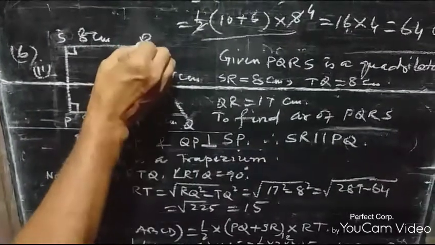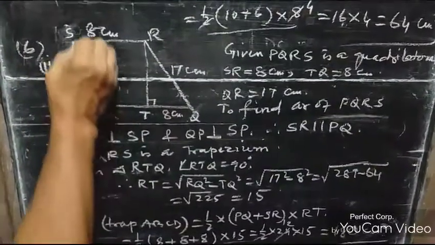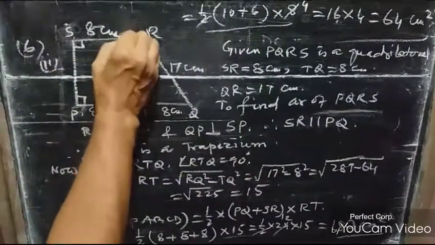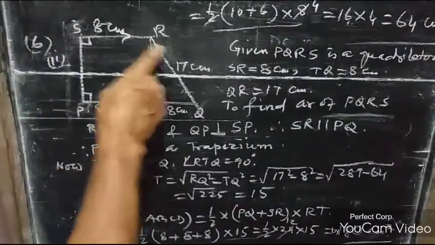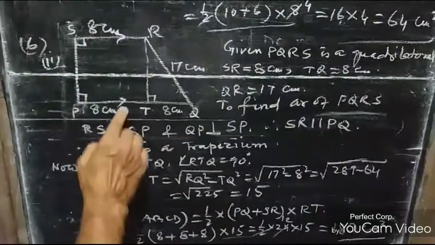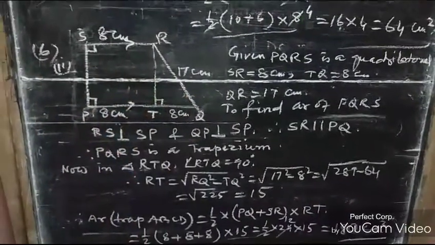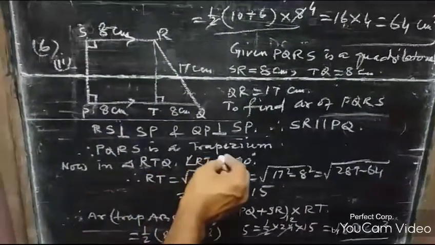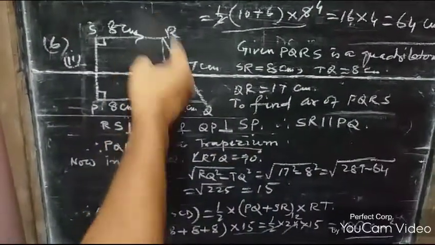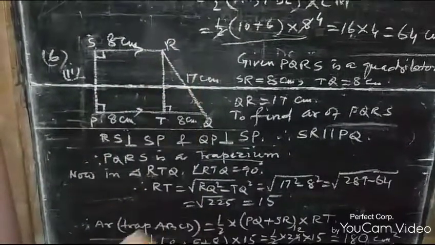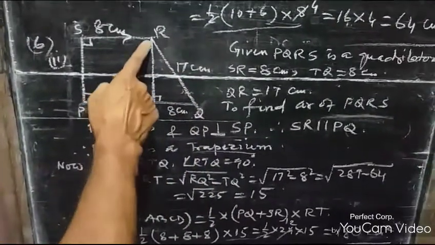If RS is perpendicular to SP and UP is also perpendicular to SP, then these two lines will be parallel to each other. If these two lines are parallel, then PQRS will be a trapezium, because one pair of opposite sides is parallel. This other pair is not parallel because the 90 degree is on this side, and this one is inclined. So we can apply over here the formula for the area of the trapezium. Now to find the area of the trapezium, the distance between these two lines is required. So we do not know actually the RT.